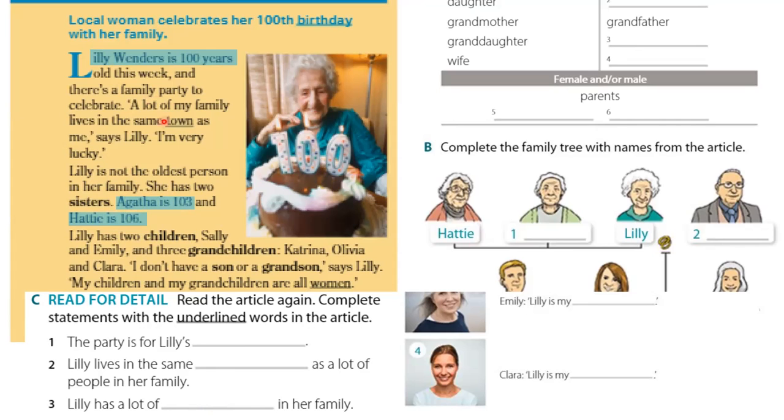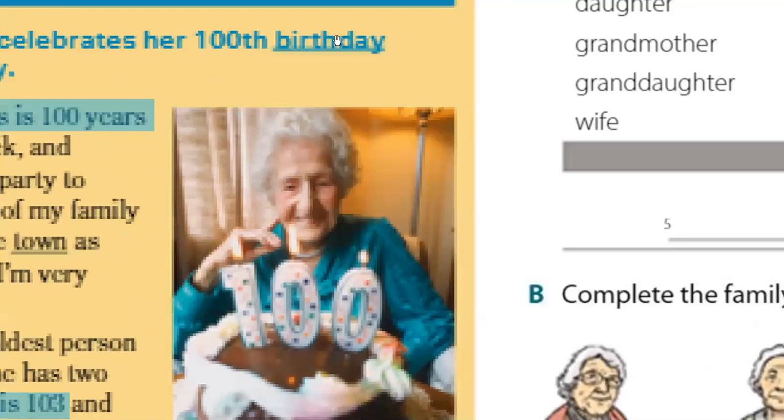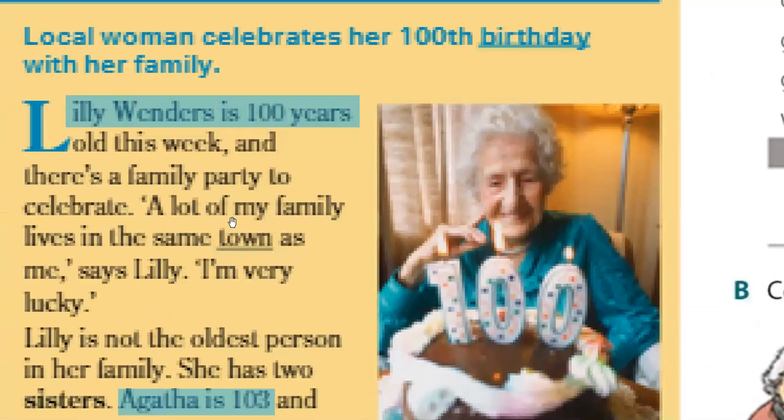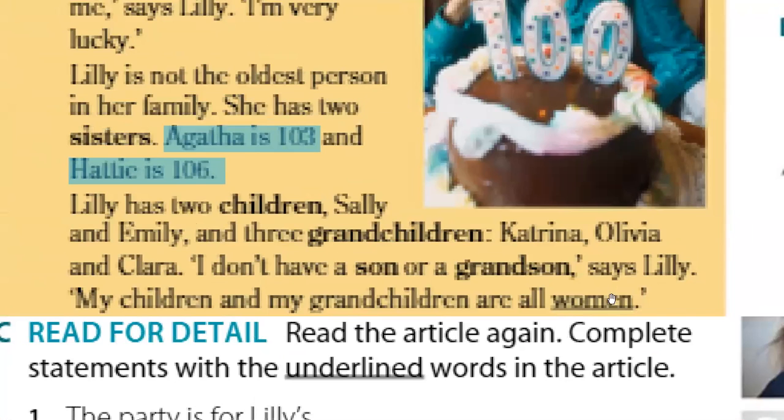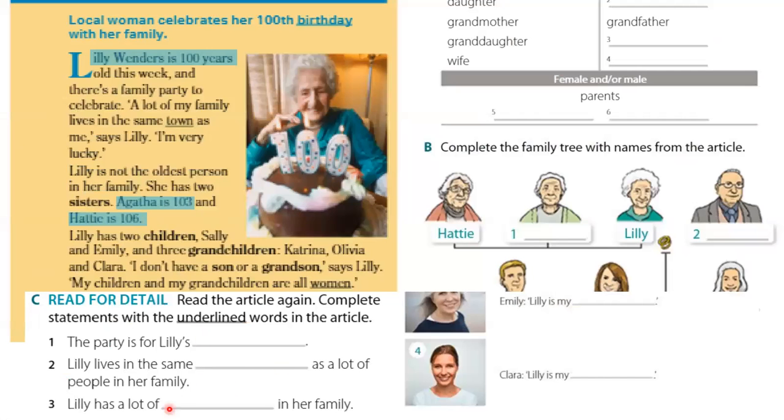All right, so here we have the word birthday, cumpleaños. Then we have town, ciudad. And we have here the word women, mujeres. So we're gonna complete these sentences. The first one says, the party is for Lily's birthday. Then Lily lives in the same what? Town or women? She lives in the same town.